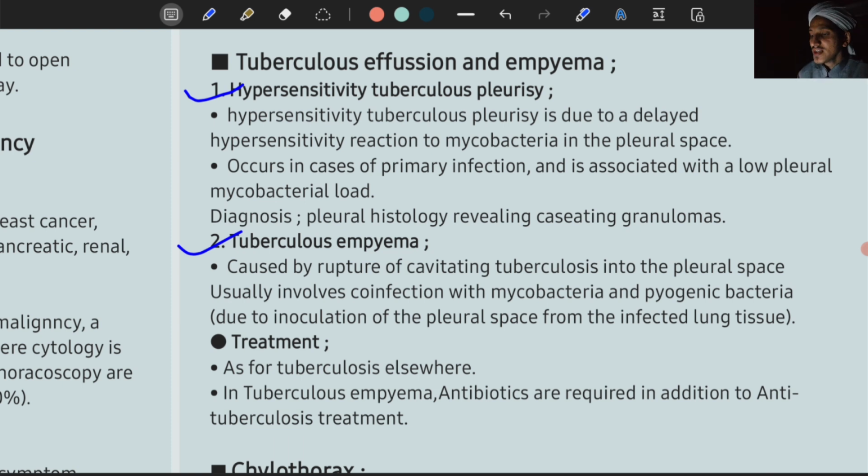Okay, so in hypersensitive tubercular pleurisy, what you will see is a delayed hypersensitivity reaction to the mycobacteria in the pleural space.